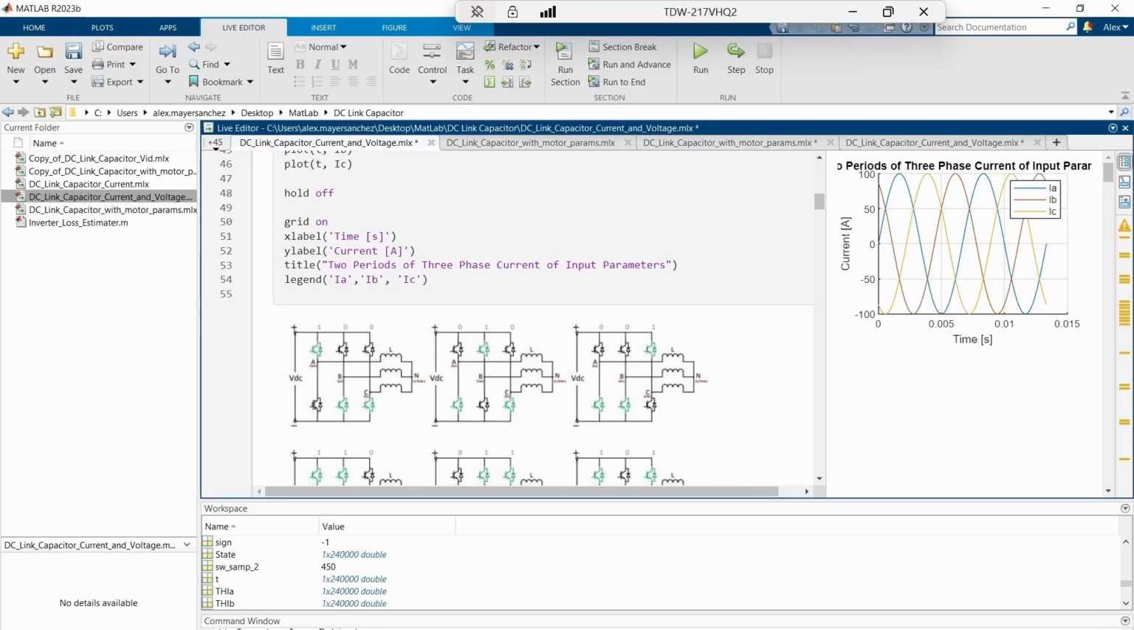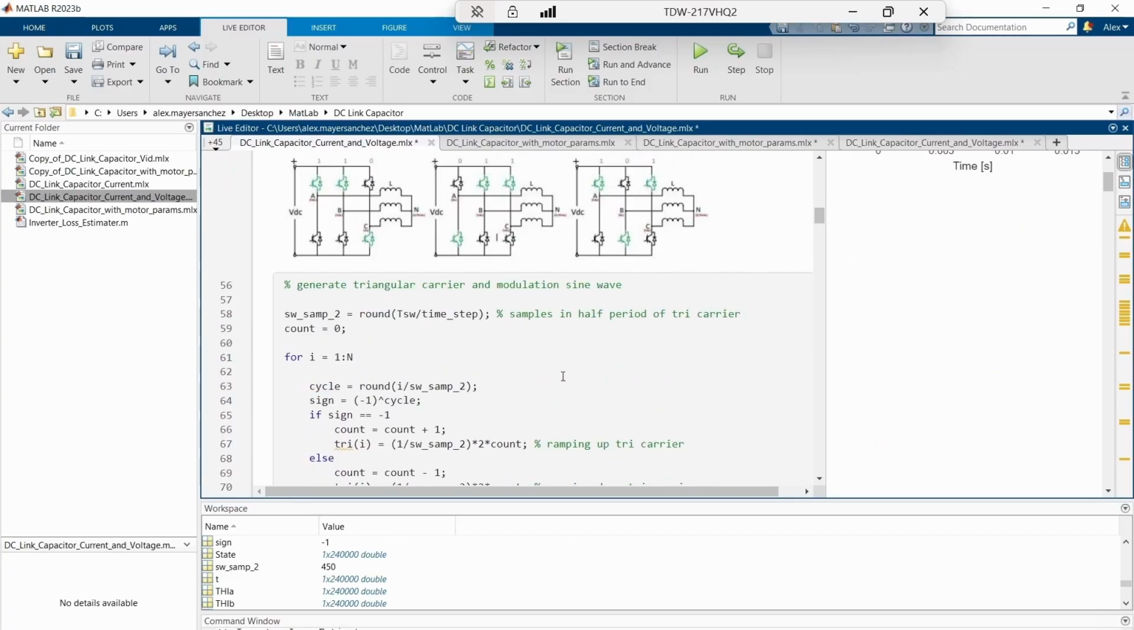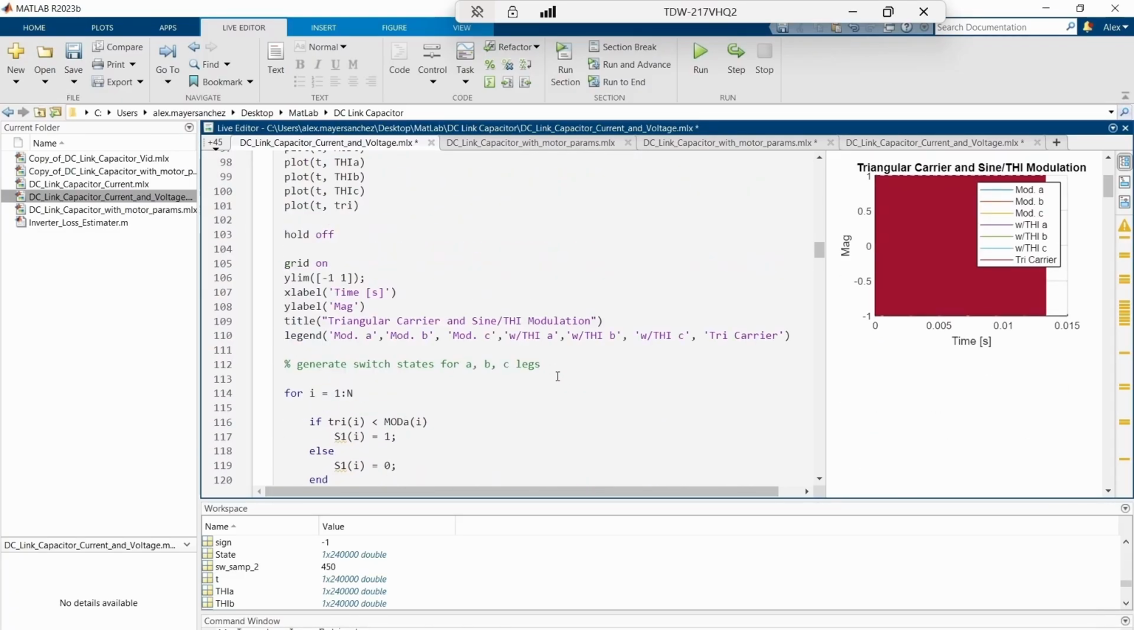And then whenever this switch is off, the voltage here is going to be 0 relative to the HV minus. This is going to be the same potential as the DC link minus. So we're basically switching this node relative to HV minus from 0 to HV, 0 to HV, super quickly. And the same for A, B, and C.